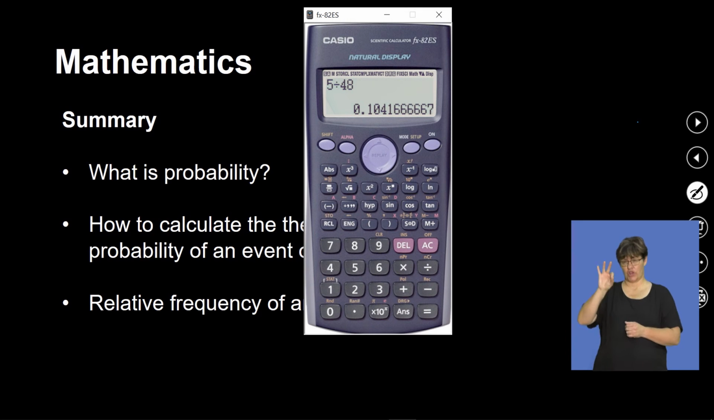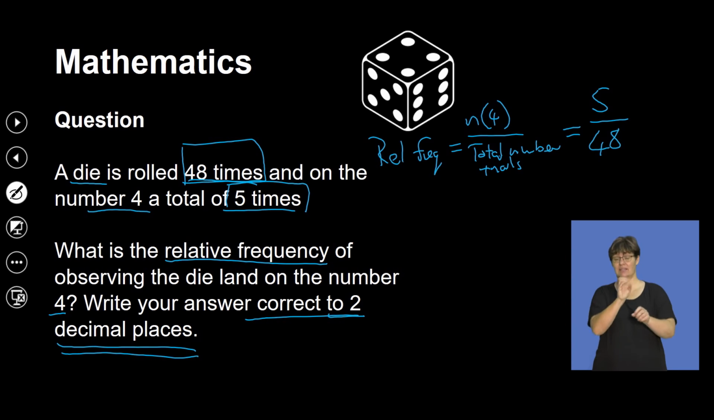Now I need to write it to 2 decimal places. So remember, I look at the 3rd decimal place here, and the 3rd decimal place is a 4. So be very careful that we're going to write this as an answer of 0,10, because I'm not going to round up. So let's just make sure we're in the right place to give our answer, and we're going to say that the answer to this, correct to 2 decimal places, is 0,10.